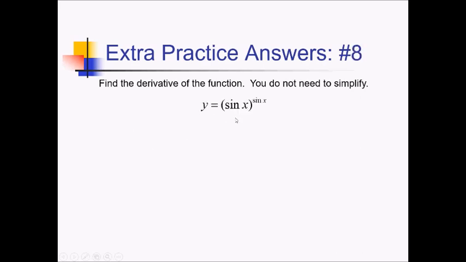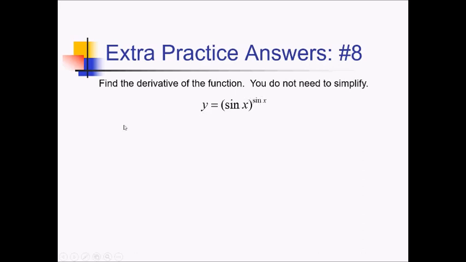This problem's kind of a cute one. We have sine of x to the sine of x power. Because I have a variable in both the base and the exponent, for the derivative I'm going to need to use logarithmic differentiation. So I'll start by taking the ln of both sides of this equation to get this sine of x out of the exponent.